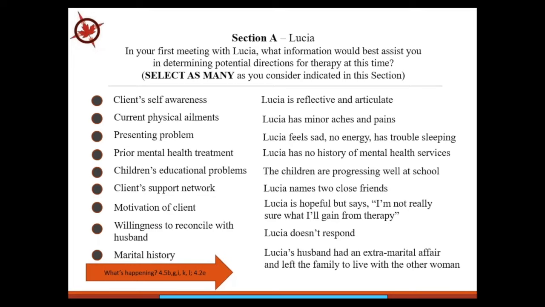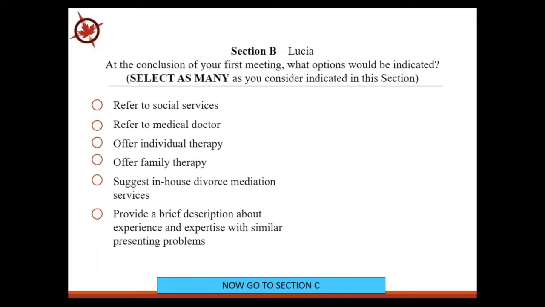And just as a reminder, you have 10 simulations and 3 hours to write the exam. Let's look at section B. Here's another one where you're selecting as many as you consider indicated in this section. At the conclusion of your first meeting, it says, what options would be indicated?